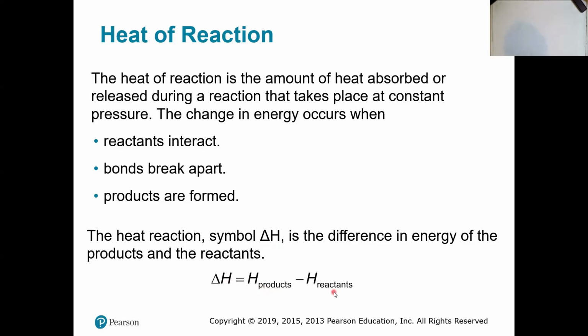Okay. So when you're looking at a chemical reaction in general, what we're going to see is that our reactants are going to interact with each other. And during this process, the bonds are going to break apart. And after the bonds break apart, things are going to shuffle around a bit. And then our products are going to form. Our reactants are going to have a certain amount of heat energy, and our products are going to have a different amount of heat energy. And we're going to compare those two amounts to figure out what our overall heat of reaction is.